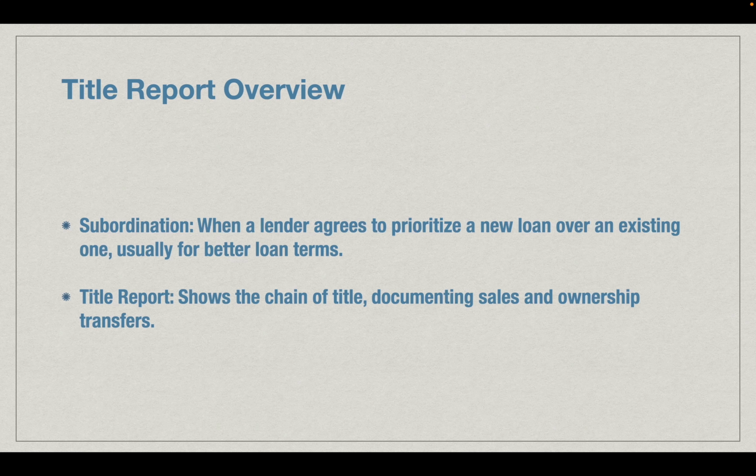Now, let's talk about title reports. A title report shows the history of who has owned the property, kind of like a family tree for the house. One term you might see is subordination, which is when a lender agrees to let a new loan take priority over an existing one, usually to get better loan terms.